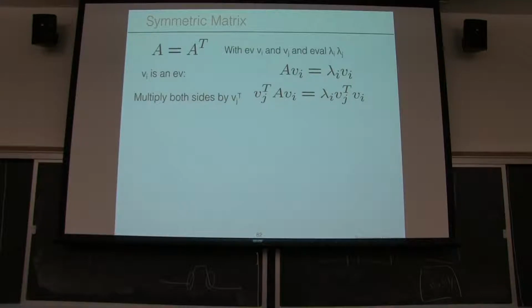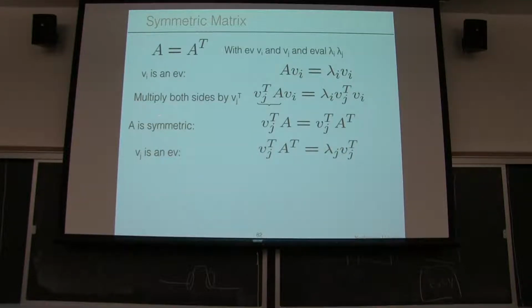And I have this, right? And now, since Vj is an eigenvector, when I multiply Vj by A, I get a copy of that, scaled by its eigenvalue, okay? And so now I have this guy is lambda Vj transpose. So let's plug that in, and I get this equation. Okay?